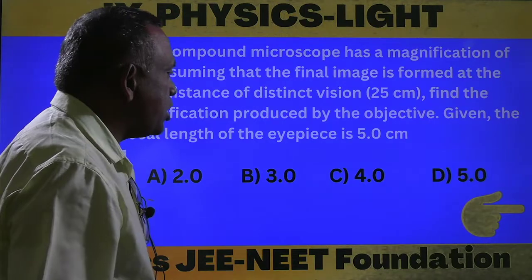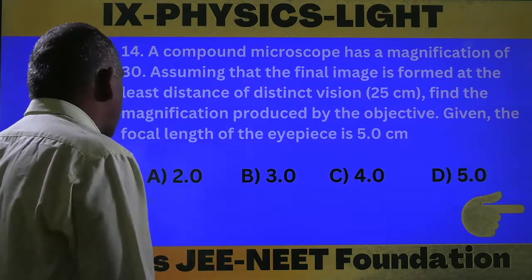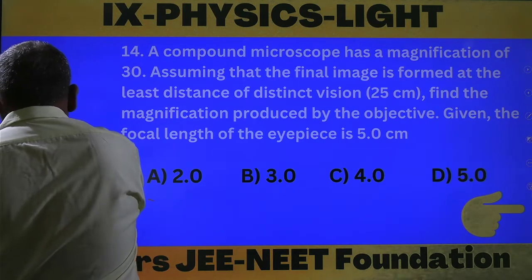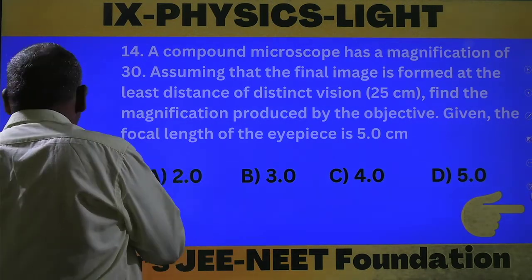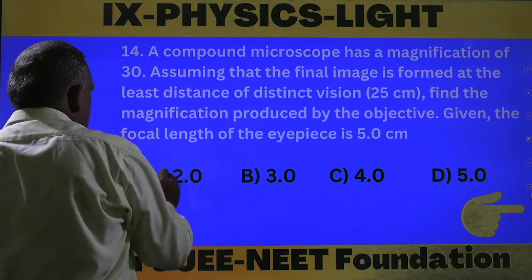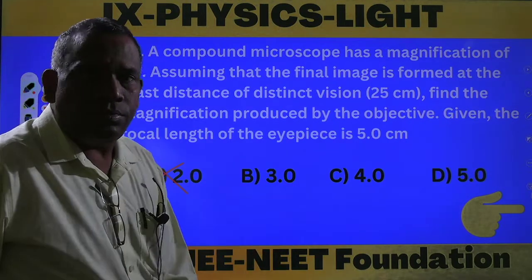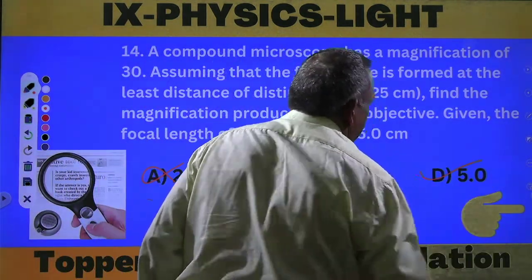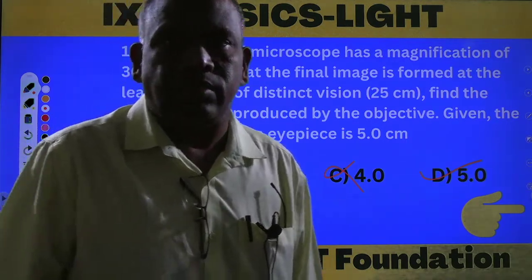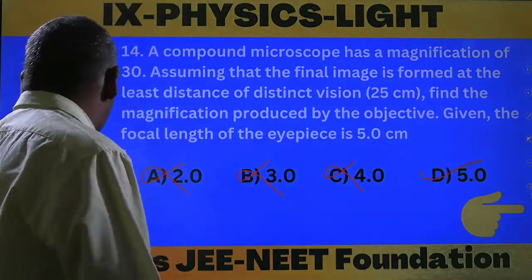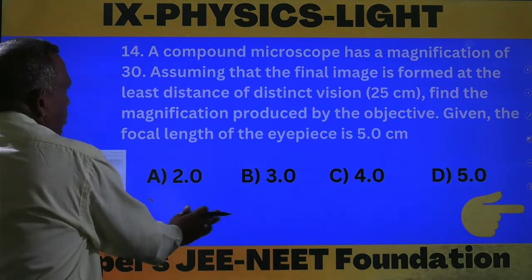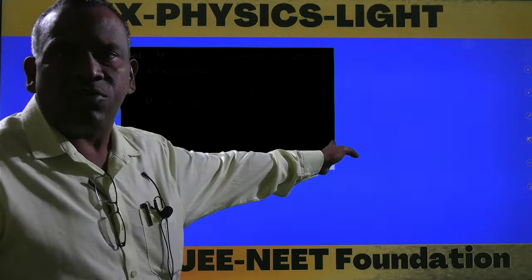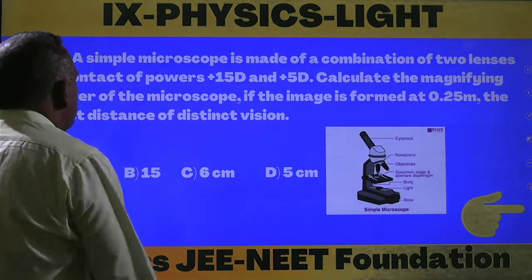If you observe the options, option A, 2, is the wrong answer. Similarly 3 is also wrong, and 4, but option D, 5, is the correct answer. So you can select like this. This is question number 14. Just now I explained the magnification of the objective lens and the eye lens. So go to the next question.